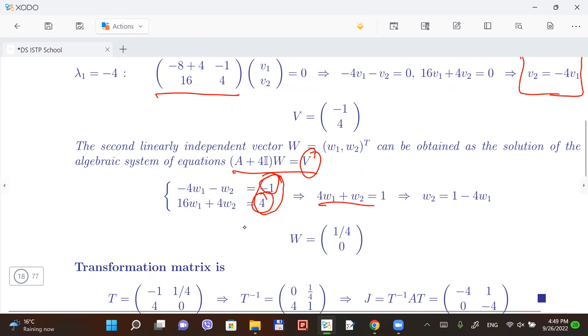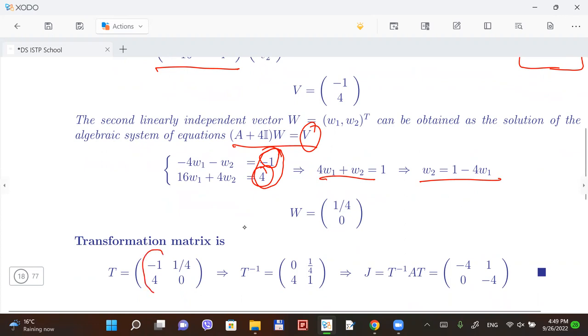So we obtain only one equation, of course. And here is the solution. You just choose double 1 and you get the second vector. So here I choose double 1 as 1/4, and then the double 2. So now the matrix transformation: this is a real eigenvector, the one that we obtained, and the second column is the vector that we obtain in this way. With this matrix transformation, the canonical form looks like this: minus 4, minus 4, and we have one. I hope. So this is the second case that we wanted to solve.